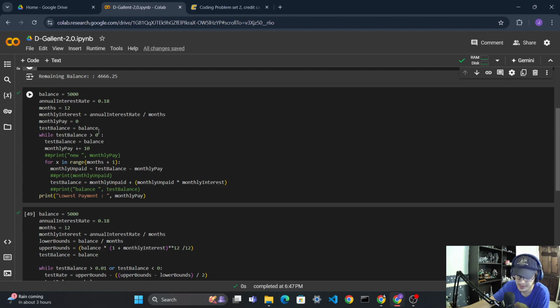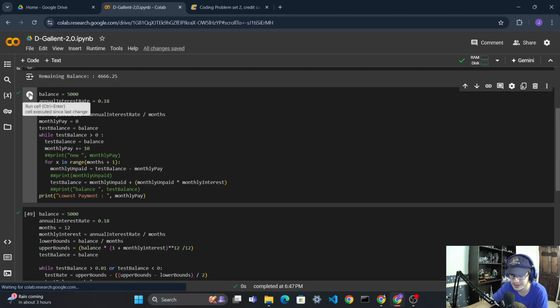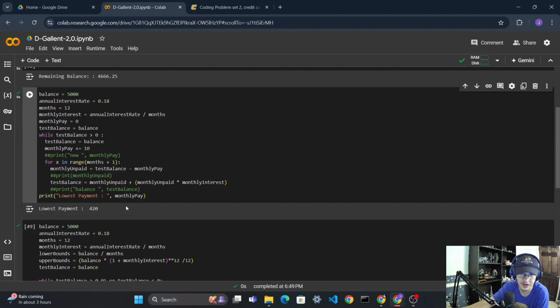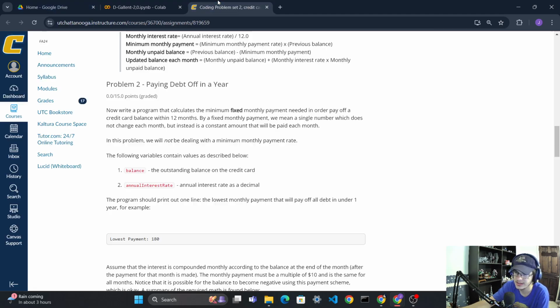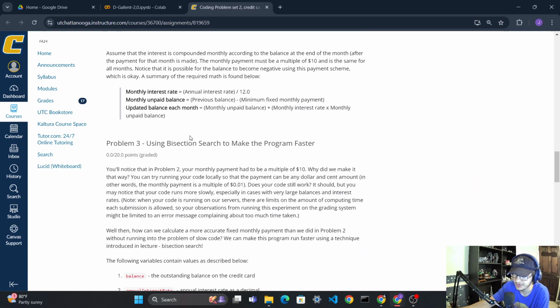And if it is still greater than 0, then it's going to loop through again, and it's going to add another 10. It's going to go 20, and then 30, 40, 50, all the way through until it realizes, oh, we are at 0 or less than, and the minimum monthly payment we would have to make for it to clear out the entire balance by the end of the year is $420.